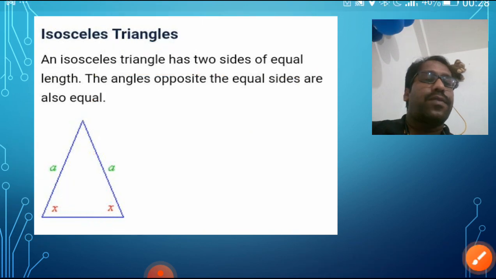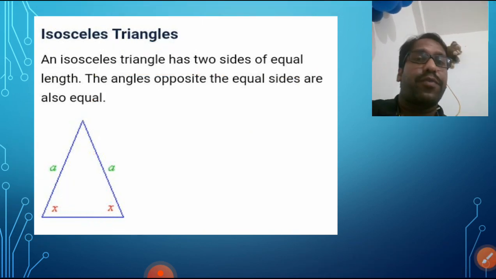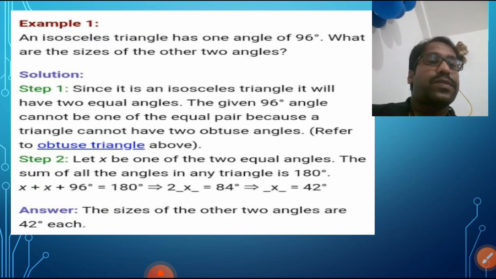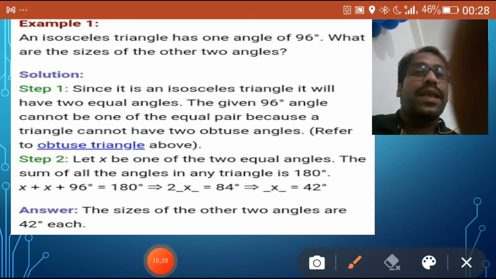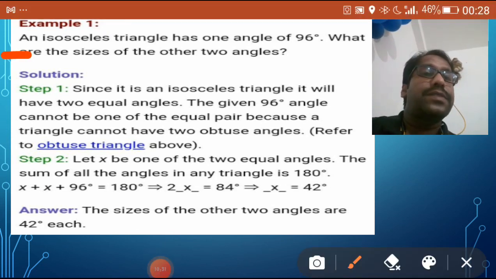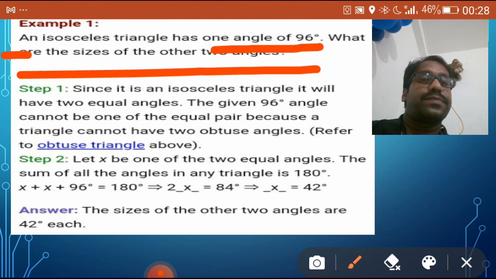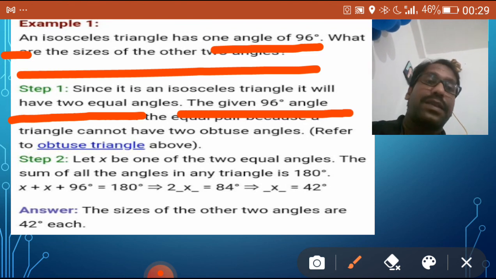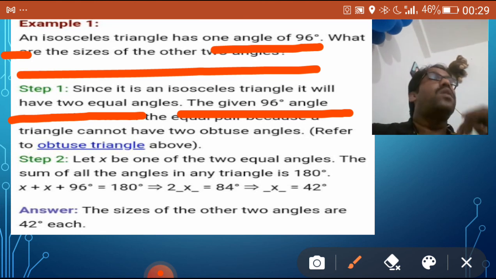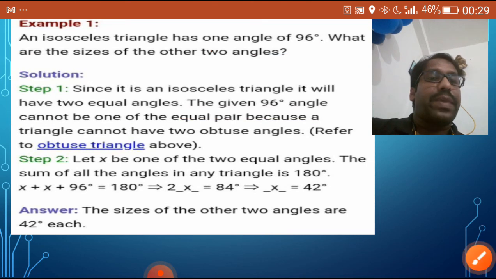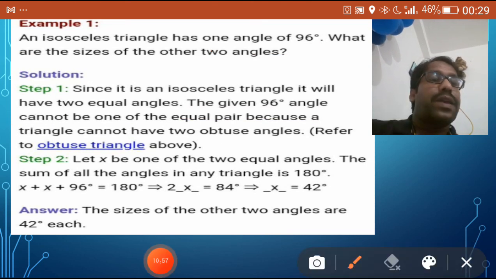We have read all these things in our childhood, but even then we have to read them in class 9. You can understand the importance of classes here. So now one question is based on this. The question is saying that an isosceles triangle has one angle of 96 degrees. What is the size of the other two angles? It is an isosceles triangle, so it will have two equal angles, and one angle is 96 degrees. Two angles cannot be 96 and 96, otherwise it will become 192 degrees, which is not possible. So the pair of equal angles are less than 96.